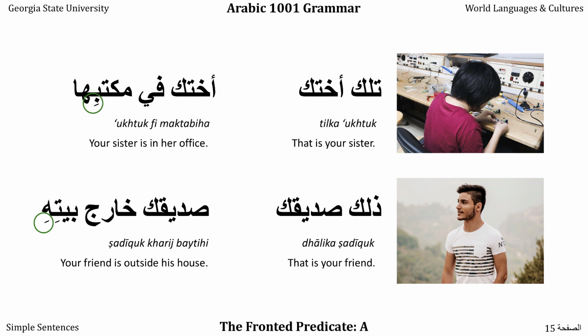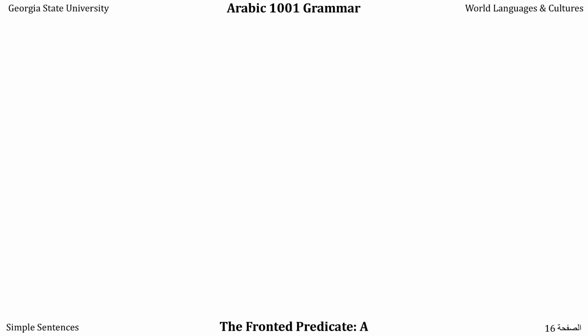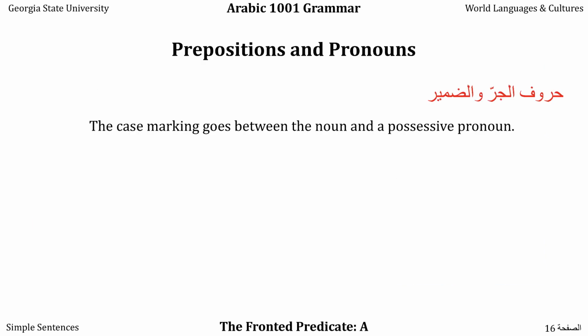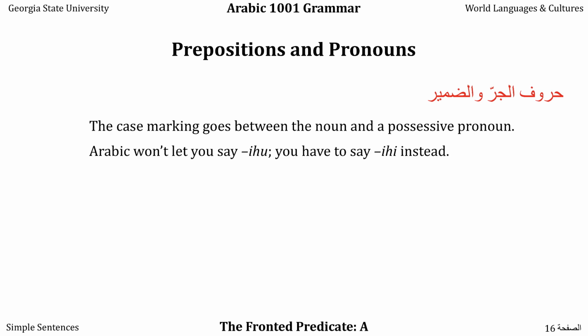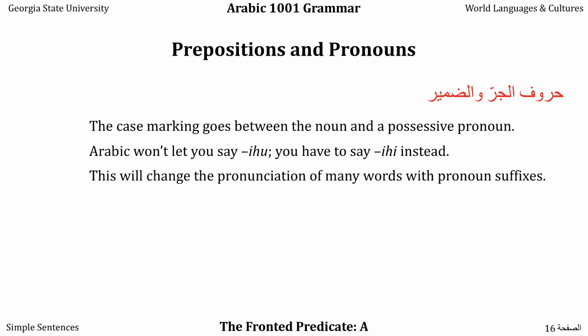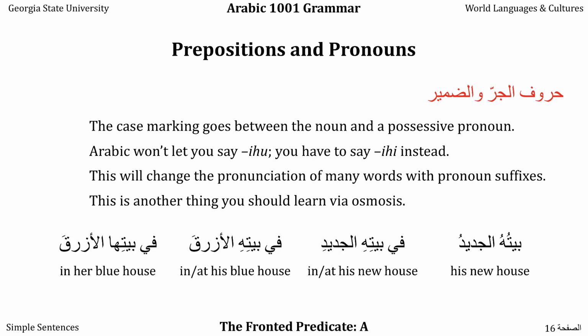And this is just one of the many strange things about Arabic. And this thing will come up a great deal, so it's worth paying attention to now. So prepositions and pronouns. Again, the case marking goes between the noun and a possessive pronoun. Arabic won't let you say ihu. You have to say ihi instead. And this will change the pronunciation of many words with pronoun suffixes. This is another thing you should just learn via osmosis, like the case system in general.